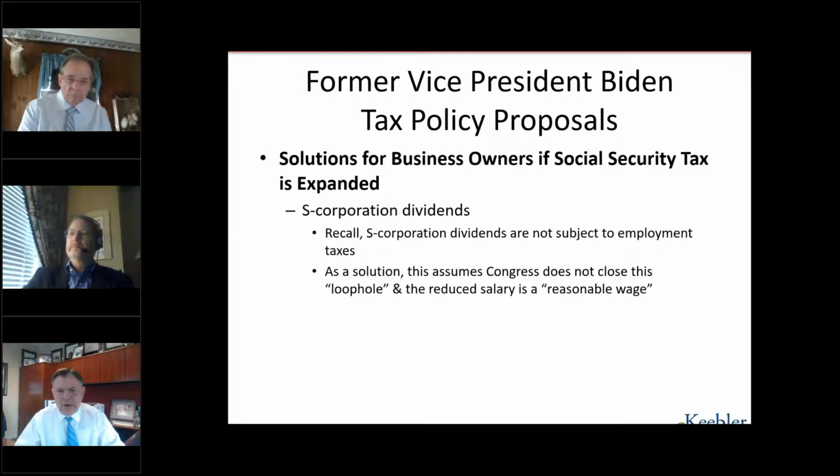And that's probably close to the right result. Where you get the wrong result is if it's capital intensive. Maybe you're a surgeon, but you personally own a $2 million machine that helps you in your practice. There's got to be some return on that machine that's not subject to the Social Security tax. So we'll have to see how that plays out.